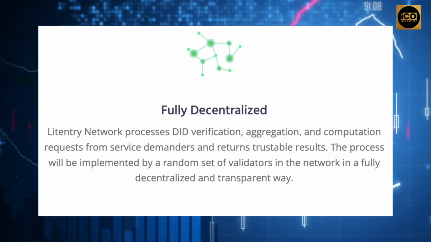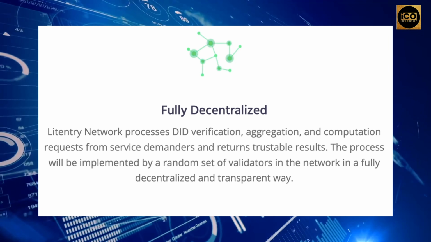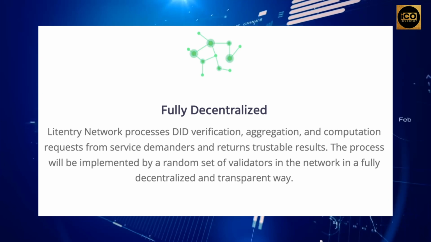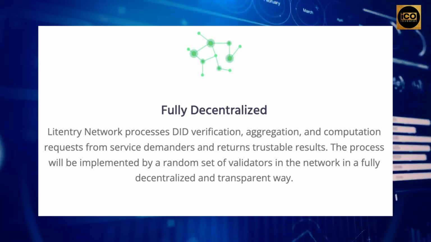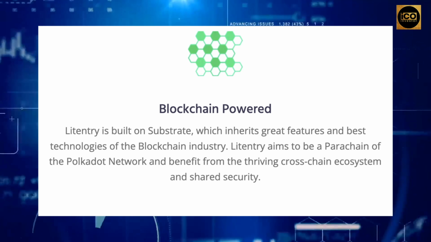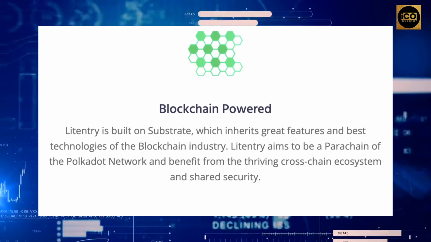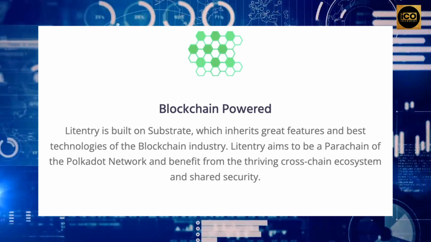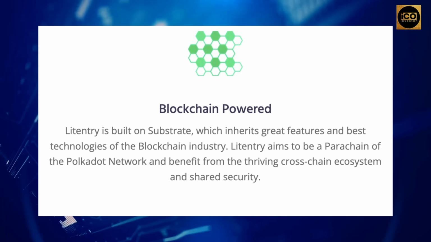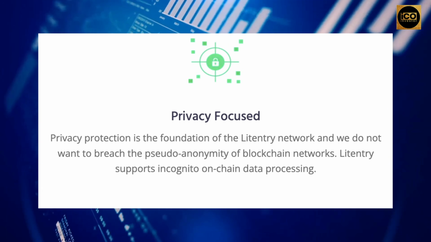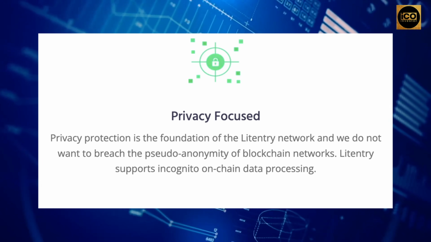Litentry network processes DID verification, aggregation, and computation requests from service demanders and returns trustable results. The process will be implemented by a random set of validators in the network in a fully decentralized and transparent way. Litentry is built on Substrate, which inherits tremendous features and top blockchain technology. Litentry aspires to be a Polkadot network parachain, benefiting from the robust cross-chain ecosystem and common security. The Litentry network is built on privacy protection, and we do not wish to jeopardize the pseudo-anonymity of blockchain networks.